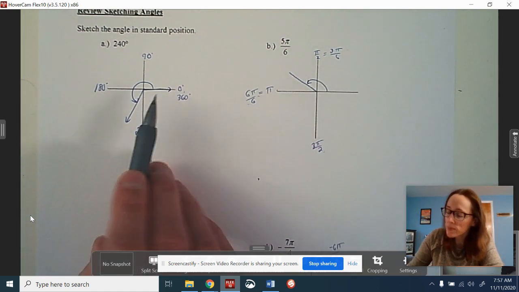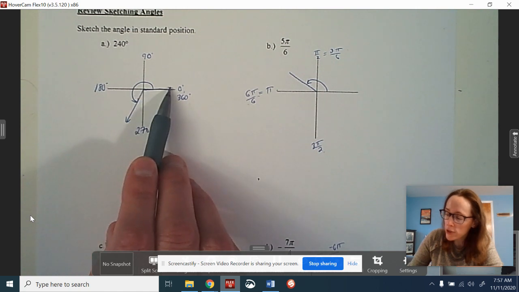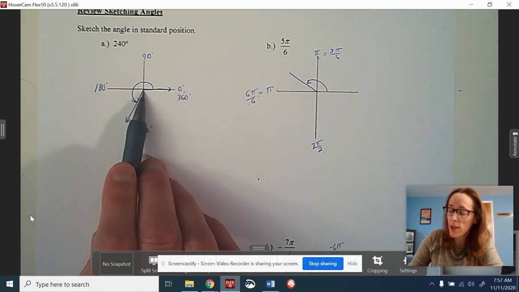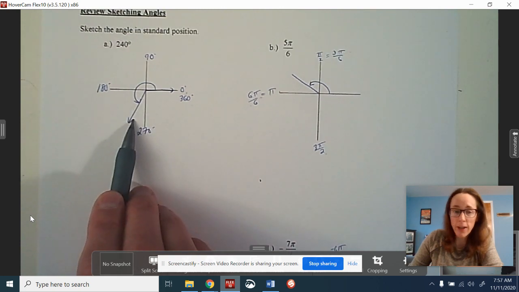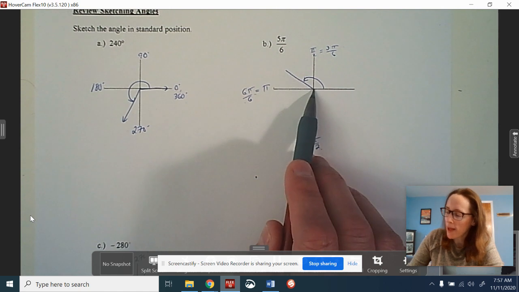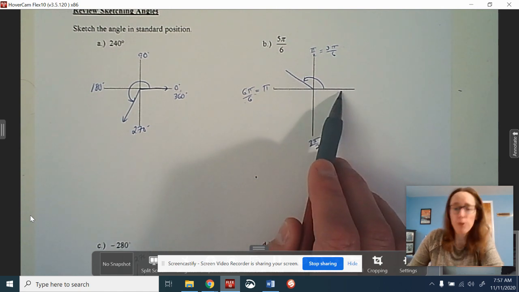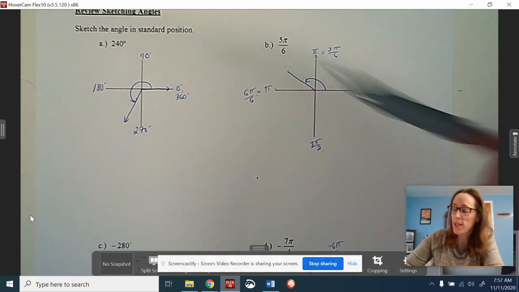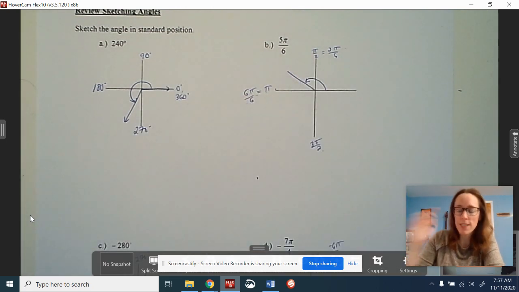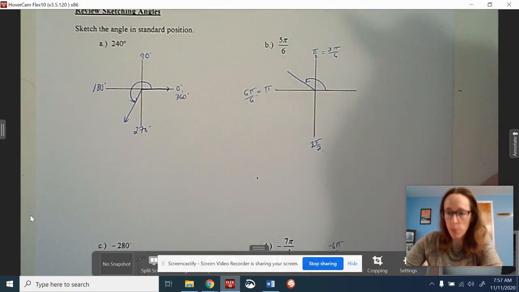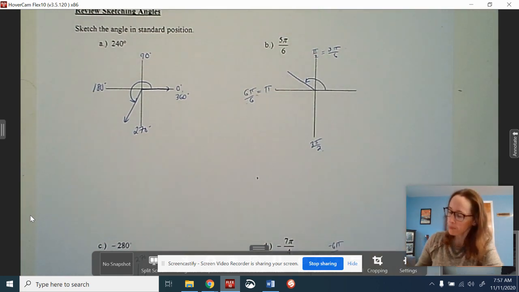And just to note, here I showed my initial side by tracing over the positive x-axis and showing the little arrow. And I showed my terminal side and put the little arrow on the end. Do you notice here I didn't sketch quite as much? I didn't bother to trace over the x-axis and put the arrow for the initial side, and I didn't bother to put the arrow on the terminal side. It's okay with me if you stop doing those details, but you do need this arc and arrow. That is a very important part of the sketch, okay?